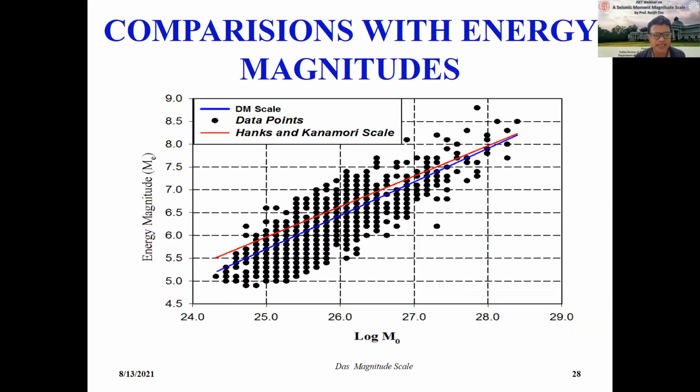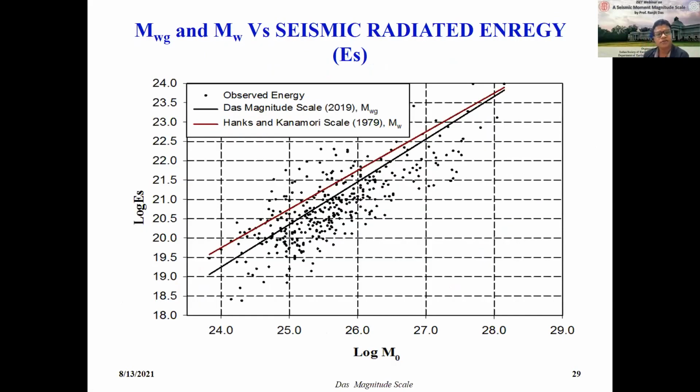So this indicates, and also we compare with the energy magnitudes. We have some 1361 data, and from the local magnitude seismic moment, we try to compare with the energy magnitudes available in the NEIC data. We found this DM scale, that is the blue one, is very close with the energy magnitude also. Next, this scale is very closely connected with the observed seismic magnitudes.